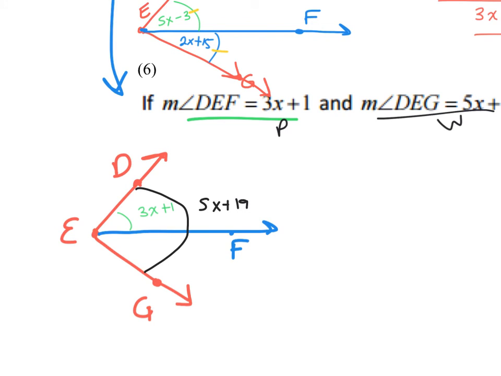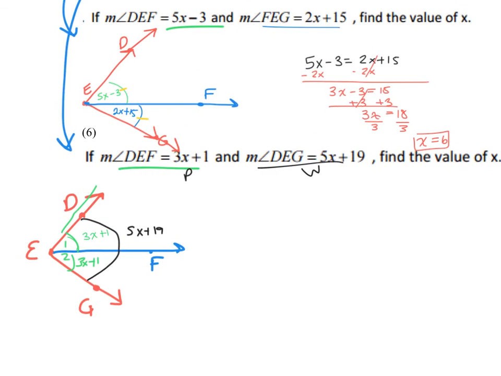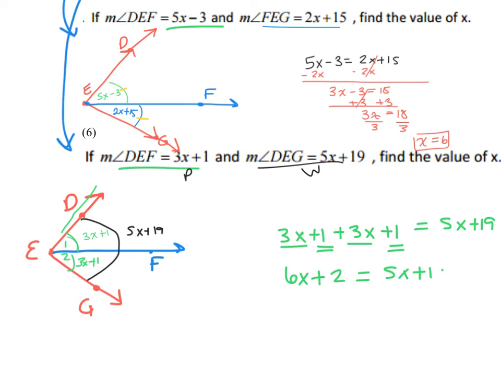Here's the issue. I know that I have an angle bisector, so I know that this angle is congruent to this angle, 1 and 2. So if angle 1 is 3x plus 1, angle 2 also has to be 3x plus 1. So what I can do is 3x plus 1 plus 3x plus 1 equals 5x plus 19. I combine my like terms. 3x plus 3x is 6x. 1 plus 1 is 2, so I have 6x plus 2 equals 5x plus 19.